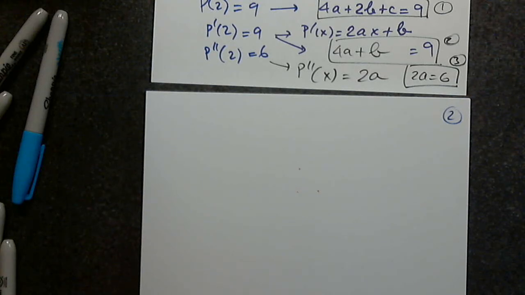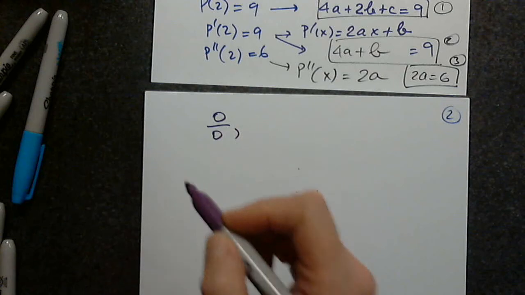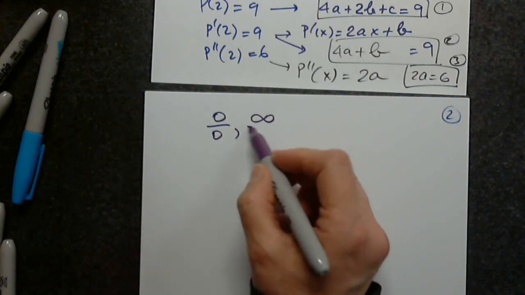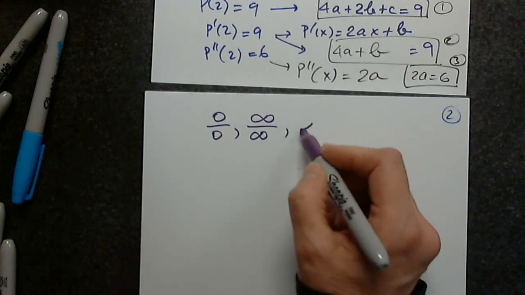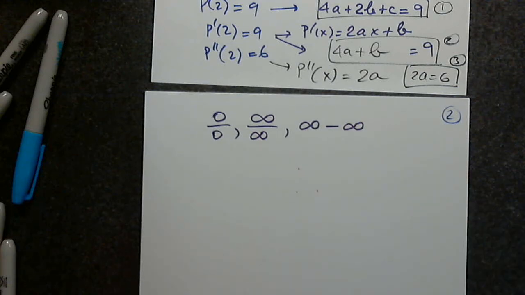How many indeterminate cases have we encountered so far? Three. We encountered 0 over 0. We encountered infinity over infinity. And we encountered infinity minus infinity. And there are 4 more left.